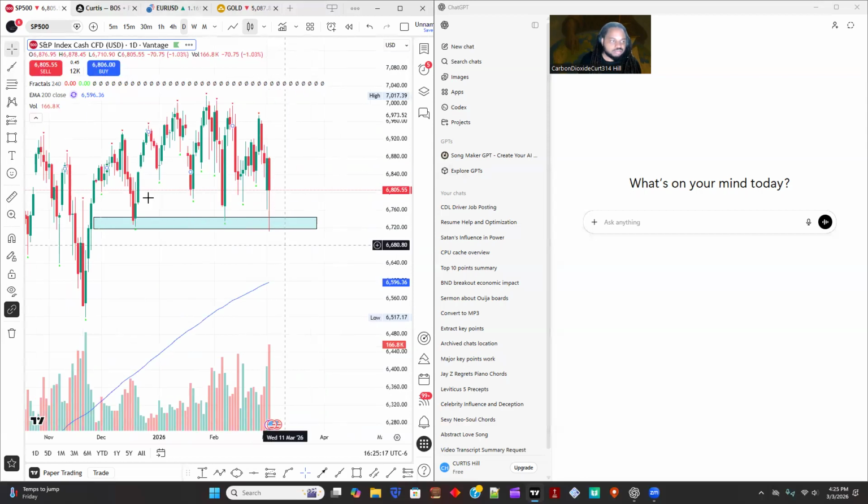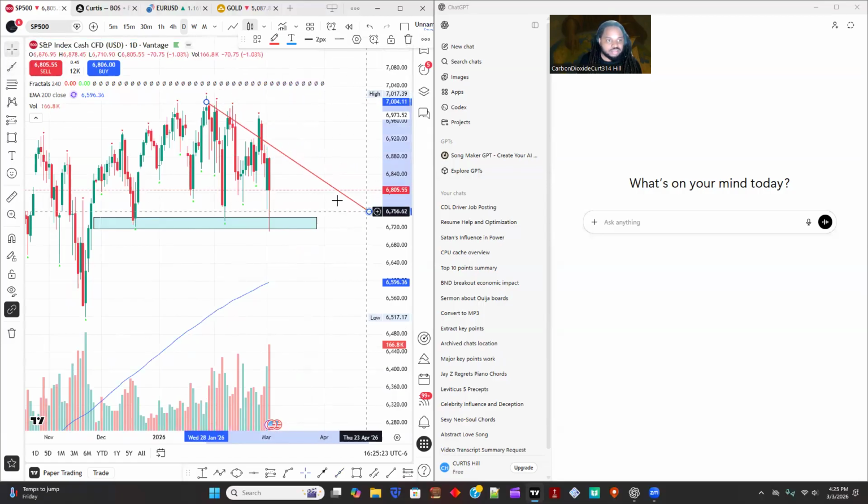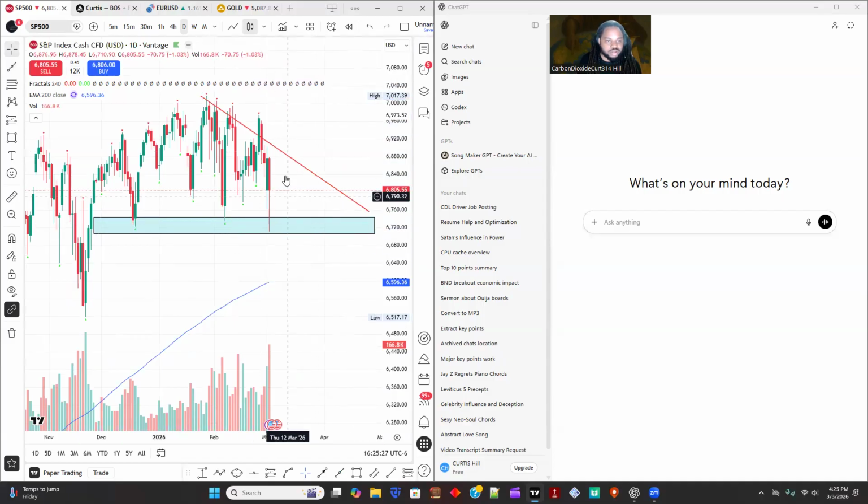Once this wiggle, I call it a wiggle, once this starts doing one of these joints and starts compressing down and then drops, it's gonna take out that low or that wick low down there. So that's what we're looking for as far as SP is concerned.